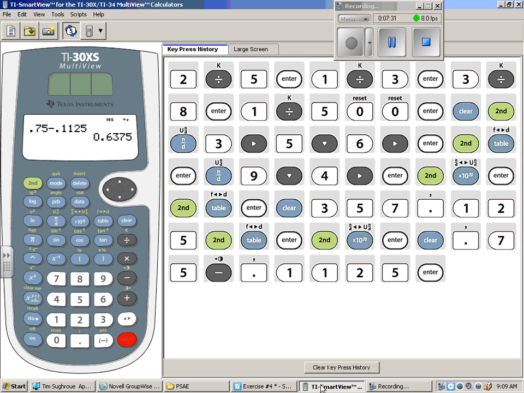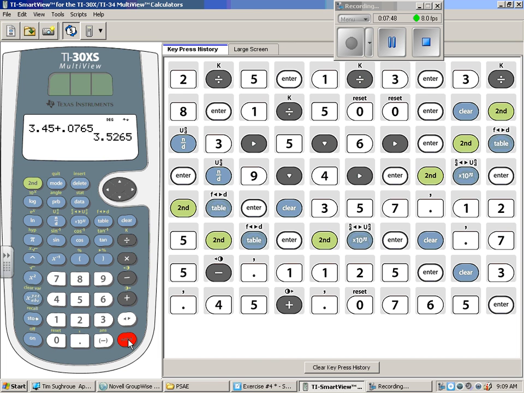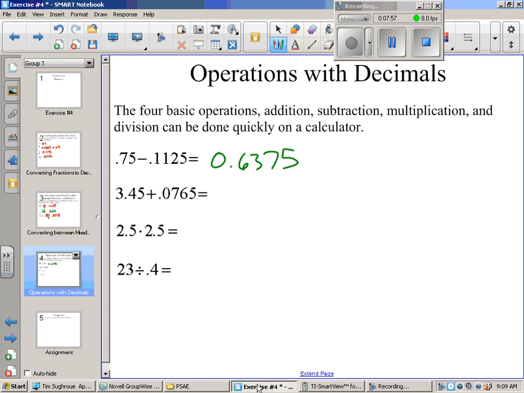For addition is just as easy. So we have 3.45, and we're going to, is the second one in addition? I'm sorry, I wrote it down wrong. And we're going to add 0.0765. Hit enter. We get 3.5265. Okay? Questions on that one?